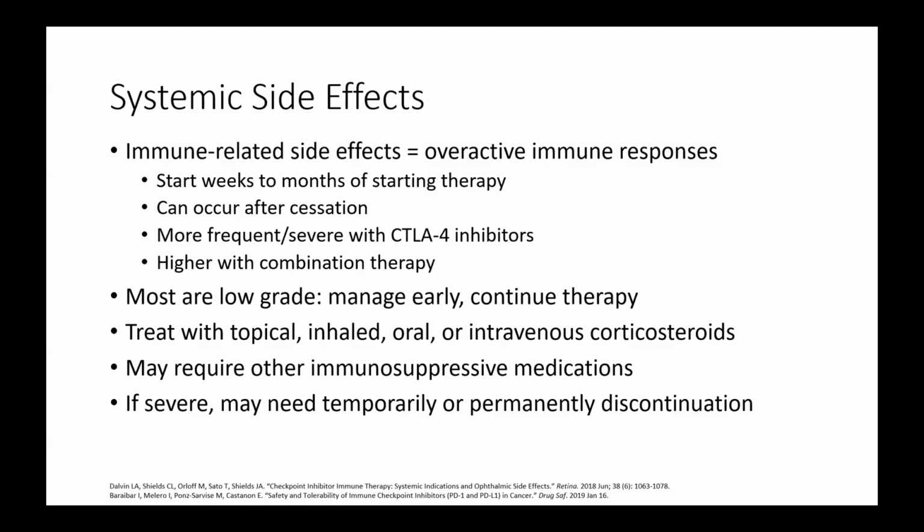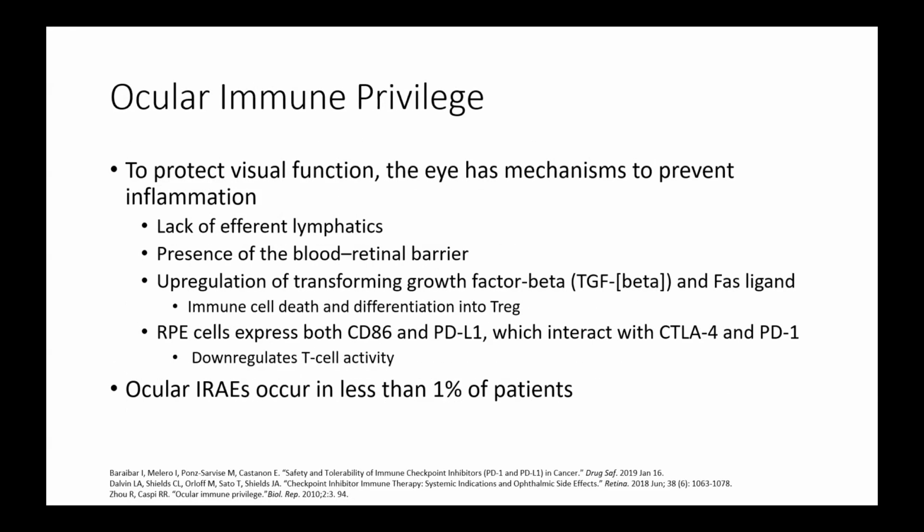Most are low grade and you can continue therapy. Sometimes you need to use topical, inhaled, oral, or even rarely intravenous corticosteroids, especially in the case of checkpoint inhibitor-induced arthritis. Other immunosuppressive medications may be needed. Rarely are they for the eye. If severe, you may temporarily or permanently discontinue one of the checkpoint inhibitors, but again, that is usually your last resort. We're lucky in the eye because to promote visual function, we have several mechanisms to prevent inflammation, which is why uveitis is so rare.